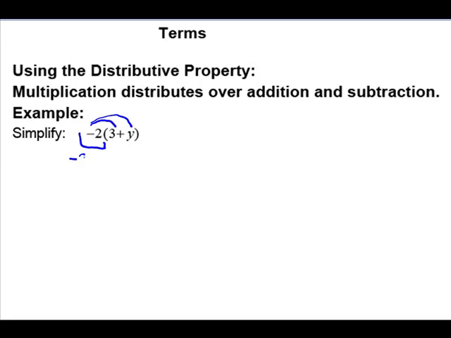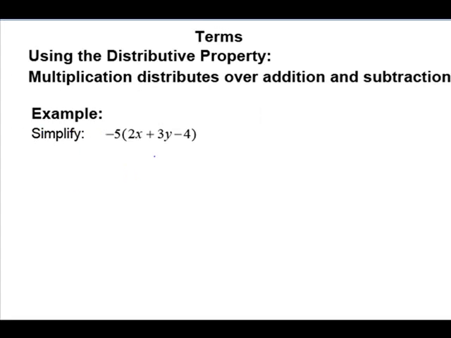So we're going to do negative 2 times 3 gives us a negative 6. Then we'll do negative 2 times y gives us negative 2y. After you finish distributing, take the parentheses off. So our answer is negative 6 minus 2y.